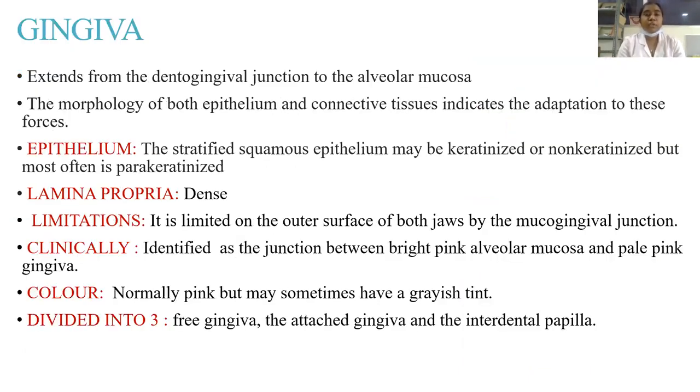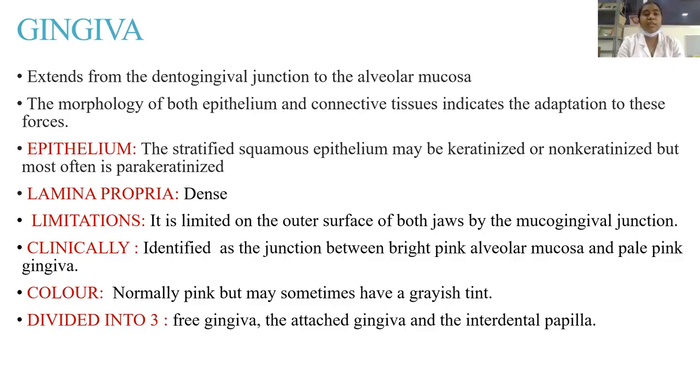Then comes the gingiva. It extends from the dentogingival junction to the alveolar mucosa. The morphology of both epithelium and connective tissue indicates the adaptation to these forces. The epithelium is stratified squamous, may be keratinized or non-keratinized, but most often it is parakeratinized.